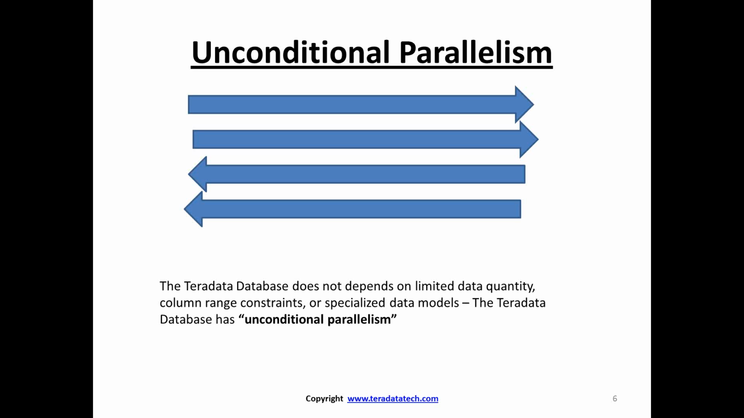So your Teradata is common for 100 rows or for 1 billion rows. It doesn't depend on the data volume, such that only if your data volume is less than this amount of space will this parallelism feature work. No, it's not the case here. It is common whether your system has 100 rows or 1 billion rows. It doesn't depend on the data volume. That is why we call it unconditional parallelism. This is one of the main advantages of using Teradata.